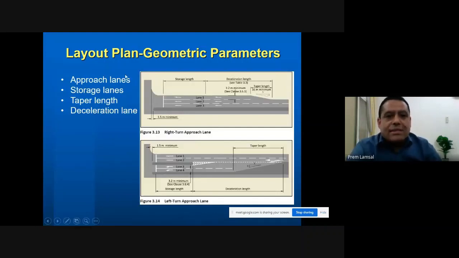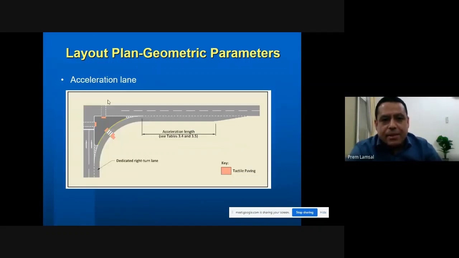Here again, I'm trying to show these approach lanes, storage lanes, and also the taper lane at the intersection, and the deceleration lane based on this design speed. These are all criteria we normally consider. I'm not going to take much time here.